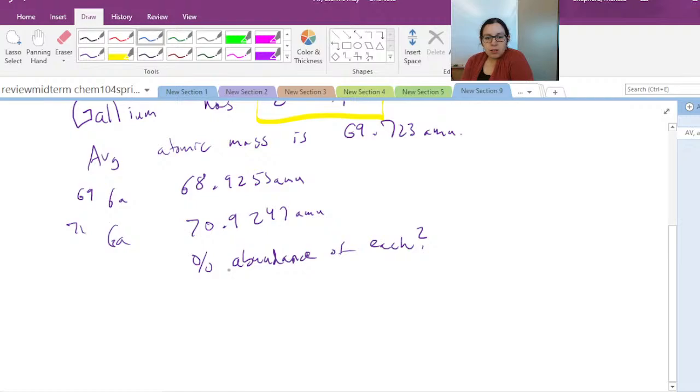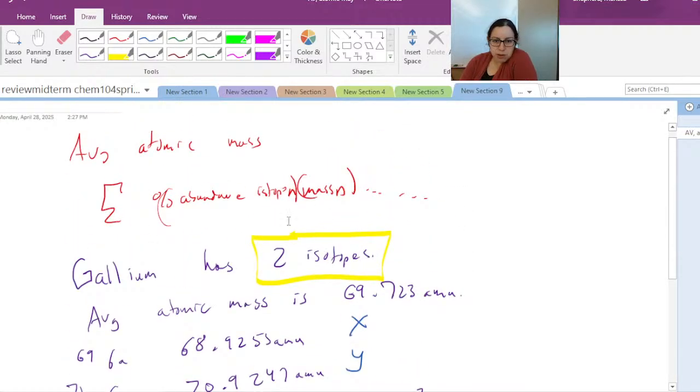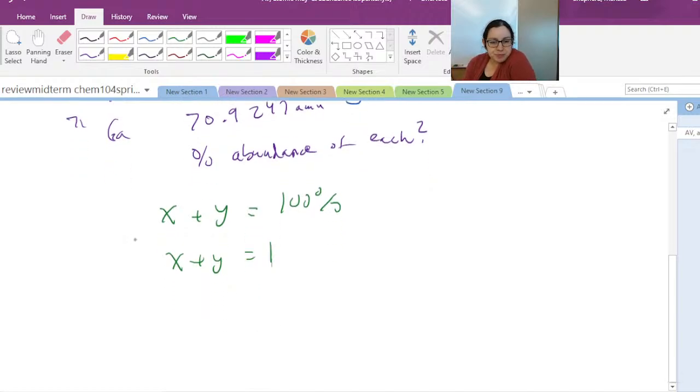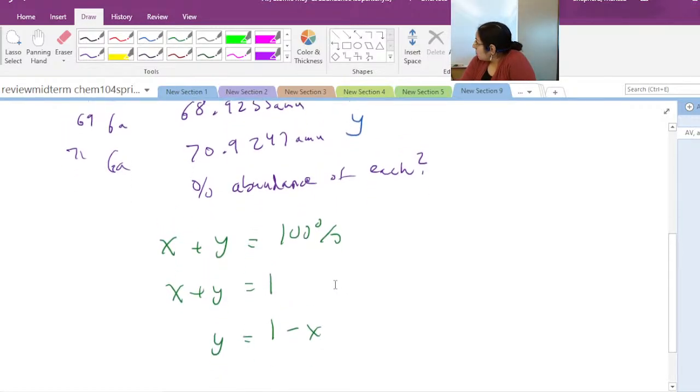We're basically trying to figure out the percent abundance of each, so X and Y, let's just say. And then by definition, there's only two isotopes, so X plus Y have to equal 100% or 1, because again, we want to convert it to the decimal format for the abundance. So X plus Y equals 1. Now we have two variables, but we could set Y equal to 1 minus X. And so now maybe you can see where this is going.